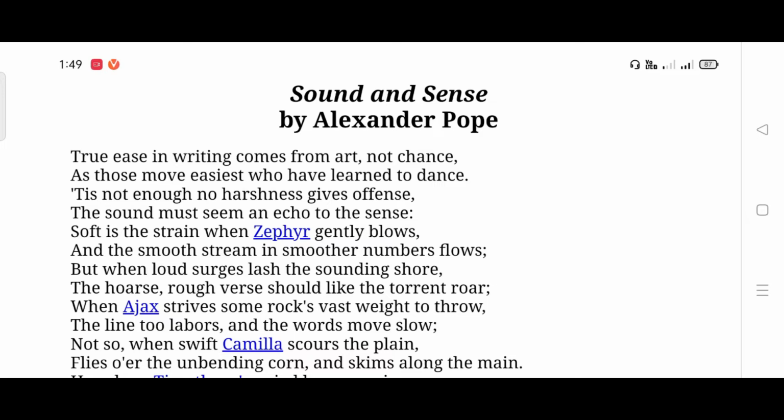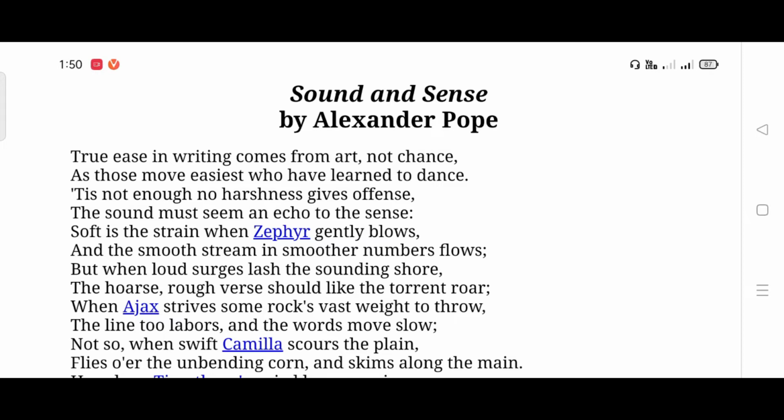Because to write anything, especially poetry, it's not a chance thing. It's not that something clicks to you and is done. It's an art. It takes time, it takes practice. Like those who want to dance well have to practice every day, the same way, if you want to write good poetry, poetry that leaves a mark in history, you have to practice it. Practice, practice, and practice.